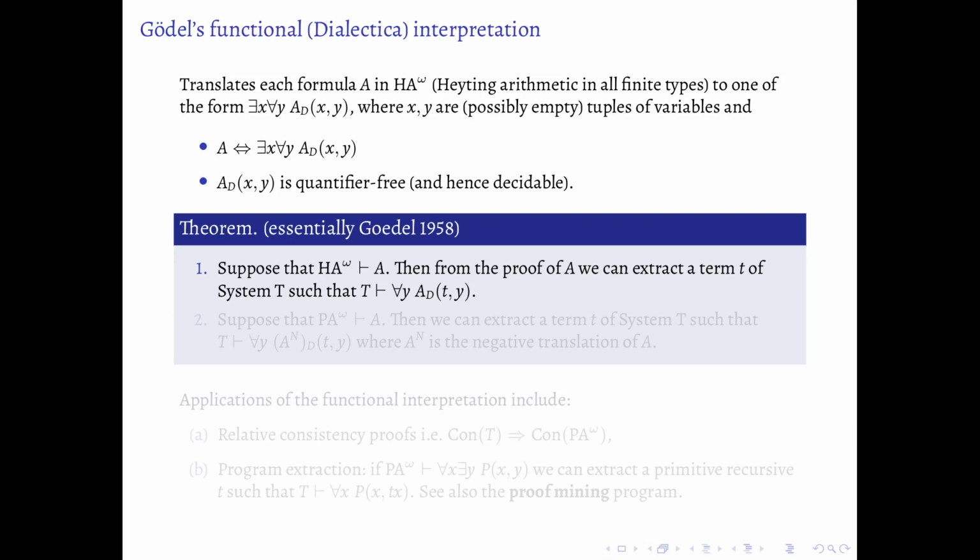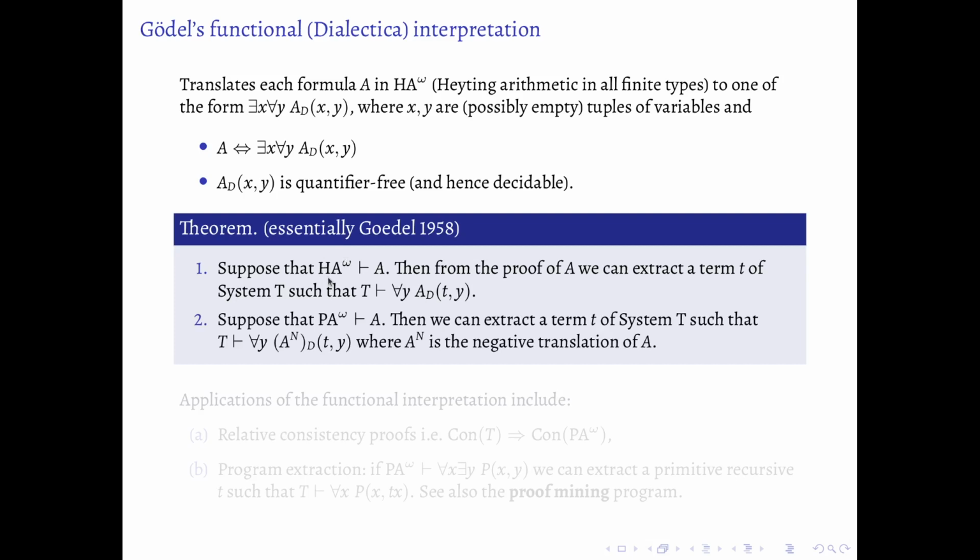So suppose that Heyting arithmetic in all finite types proves A. Then from the proof of A we can extract a term of system T, these are the primitive recursive functionals in all finite types, such that T proves that little t witnesses the Dialectica interpretation of A. So that's the classic soundness proof. One has to be careful with issues of extensionality in this theory, but that's not relevant for this talk.